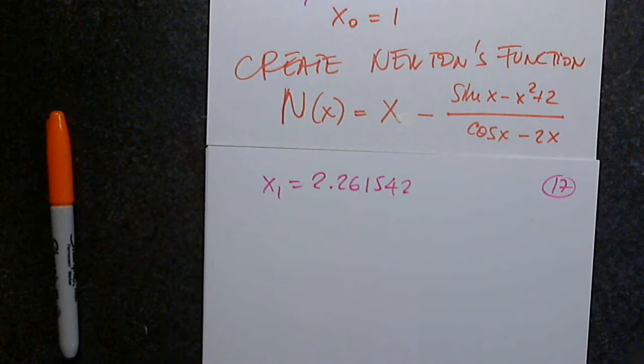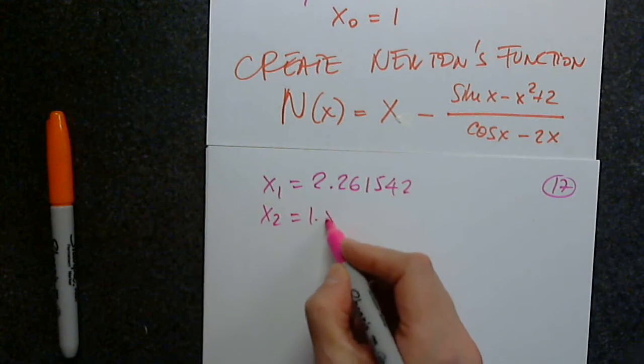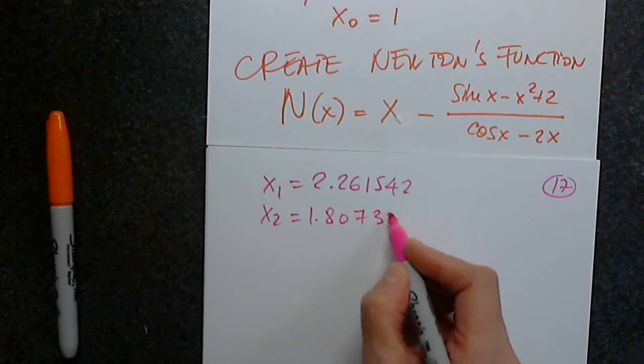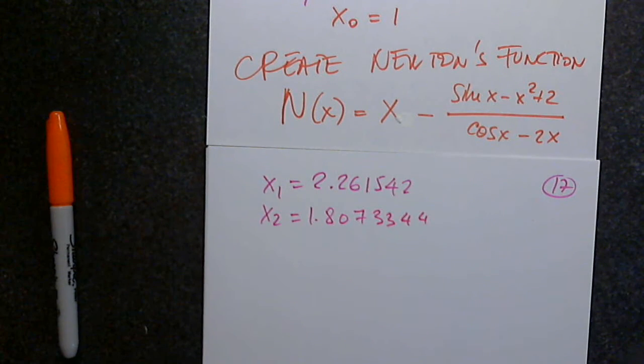When I plug in the previous answer and I hit enter, this will be our second iteration. It's getting close. So this is our x2, which is 1.8073344. All you have to do now is just copy the previous entry. It will automatically insert the previous number and press enter. Copy again and press enter.